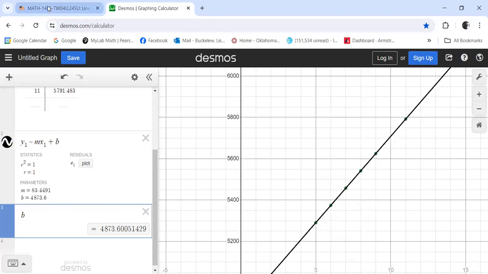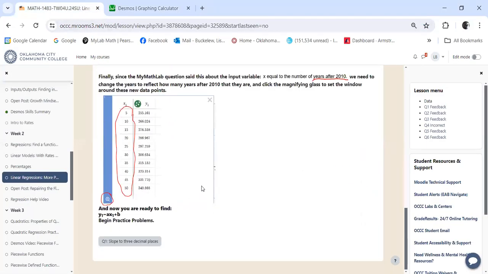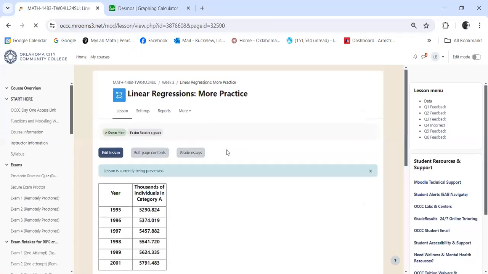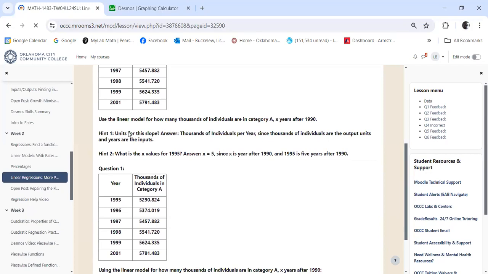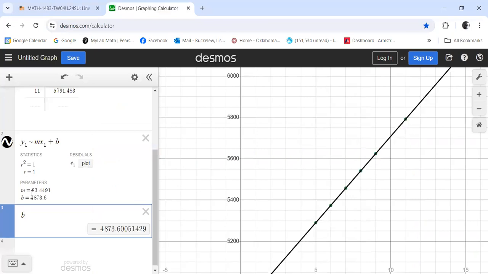So let's go and answer the questions. Let's go to question 1. It wants us to do a linear regression, use a linear model, where X is years after 1990. So we're going to put that into Desmos, which I have already done. It says find the slope of the linear model that comes up in Desmos, rounded to 3 decimal places. The slope is this M value, 83.449.